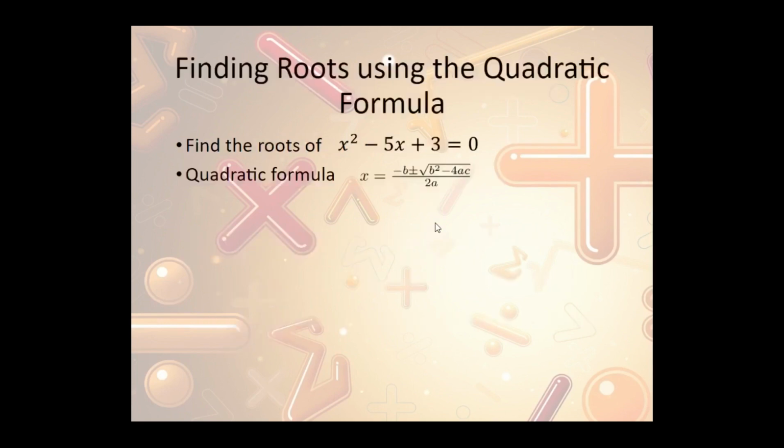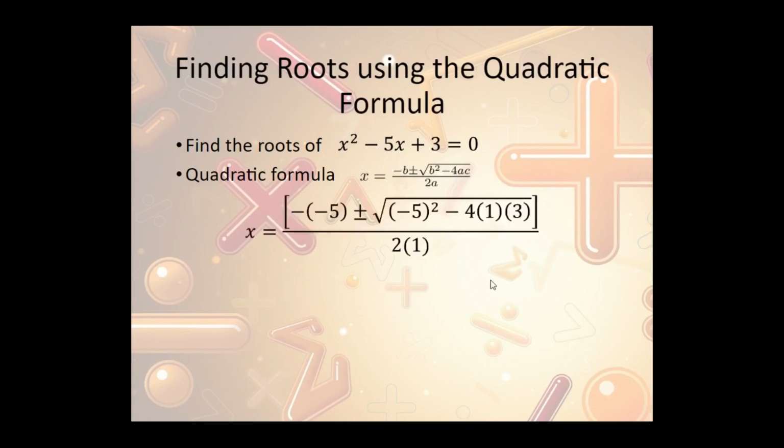Okay, so let's take a look here. So we're given x squared minus 5x plus 3 is equal to 0. And we're asked to use the quadratic formula. So we're going to plug in. So negative b, so that becomes negative 5, which is positive 5, plus or minus negative 5 squared minus 4 times a, which is 1, times c, which is 3, over 2 times a, which is 1. And we end up with this. So all I did was take and plug in to the formula.